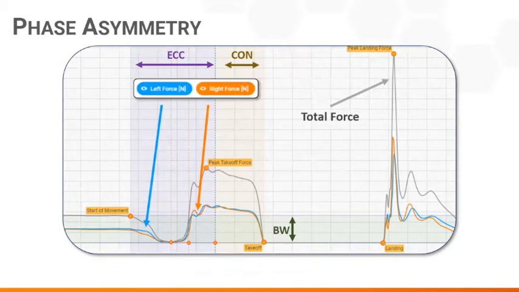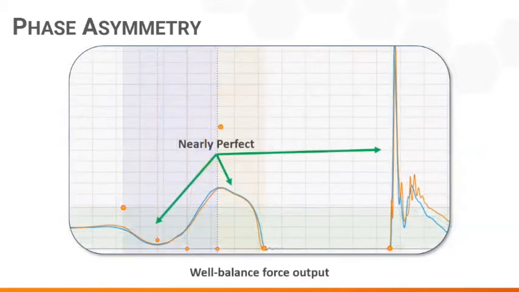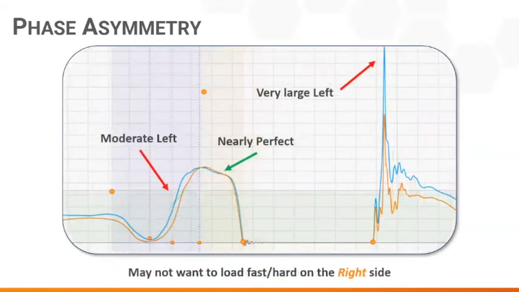But let's go ahead and keep things simple. Here we see a nearly perfect countermovement jump repetition. We know it's a well-balanced force output from this individual because the left and right sides are nearly in complete harmony with one another. Here we see a little bit of a different story.